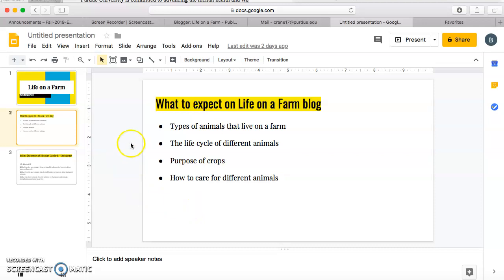Anything that has to do with animals, really, like the types of animals that live on the farm, the life cycles of these animals, how to care for different animals, and you can tie that into also how to care for yourself, and there's lots of things that you can do along with that. We're also going to talk about the purpose of crops, how they nourish not only the animals but also us.